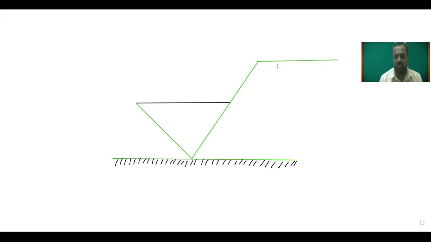What does that symbol indicate? Now see this portion of this symbol. This portion indicates the surface roughness value. This portion indicates the roughness value of your surface. It may be 50 micron, like this. You have to remember, at this portion it will indicate the surface roughness value.